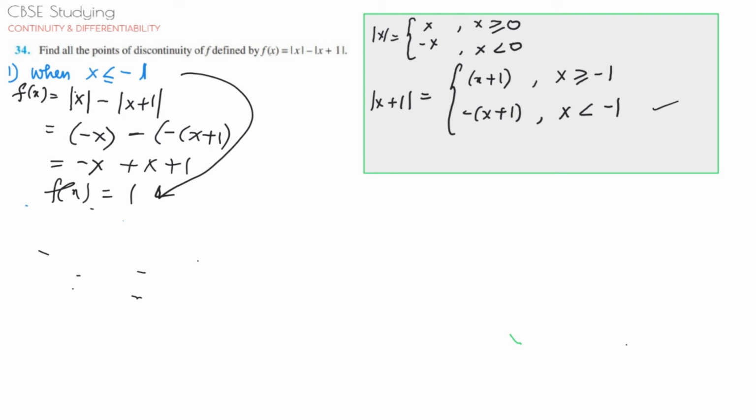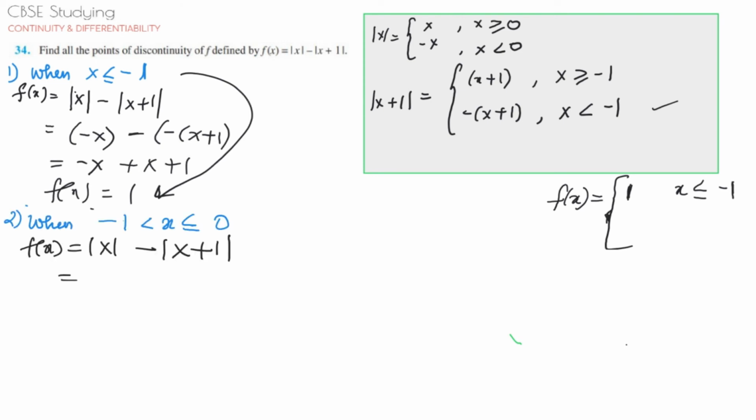So I can say that I'm going to start formulating the function on this side. f of x is equal to 1 when x is lesser than or equal to minus 1. Right? Similarly, we are going to do the rest of the conditions. So let's check for the second condition.